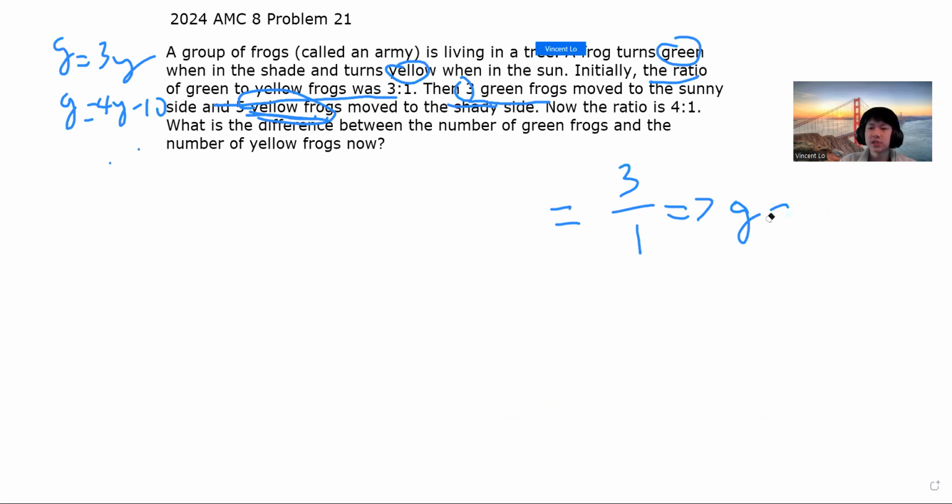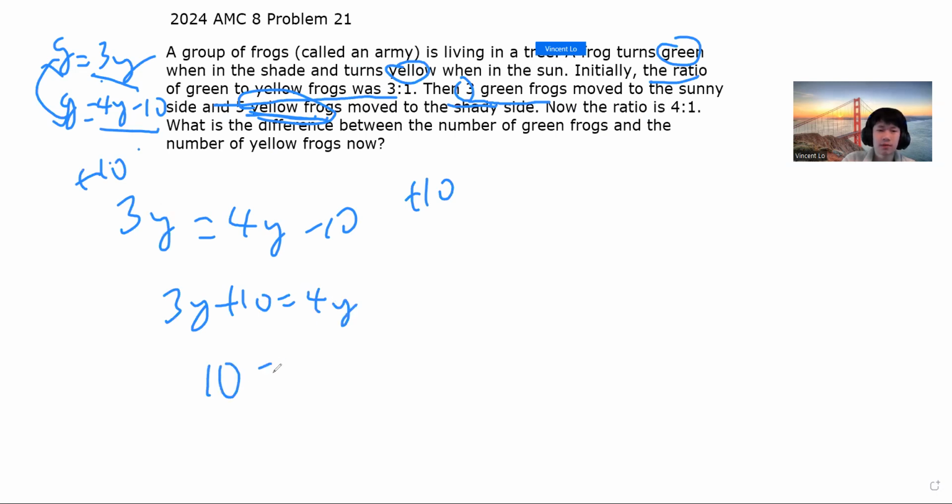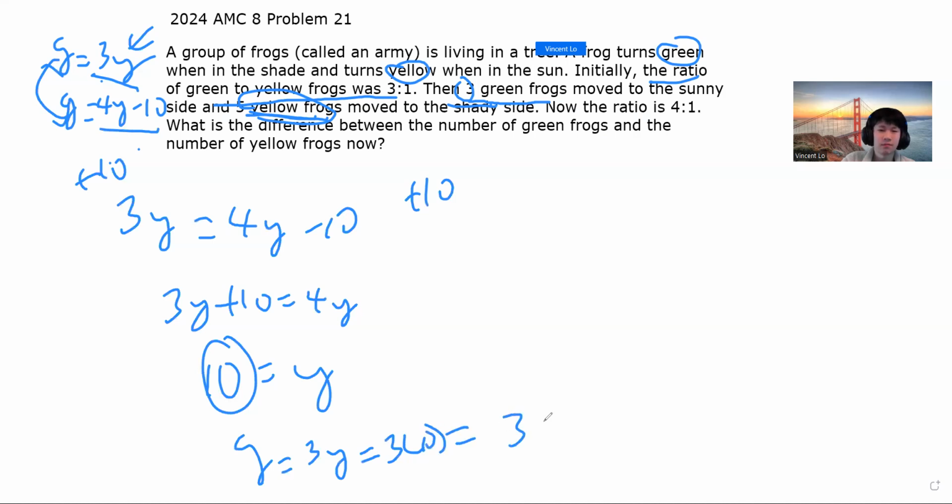In this case, the system is pretty easy to solve because we have equations for G both in terms of Y. So we can simply equate 3Y and 4Y minus 10 because the G's are the same. So you get 3Y equals 4Y minus 10. Now let's add 10 on both sides, so we get 3Y plus 10 equals 4Y. Now we subtract 3Y from both sides, so we get 10 equals Y. So Y equals 10. Perfect. Now we can plug the value of 10 back in here. So G equals 3Y equals 3 times 10 equals 30.